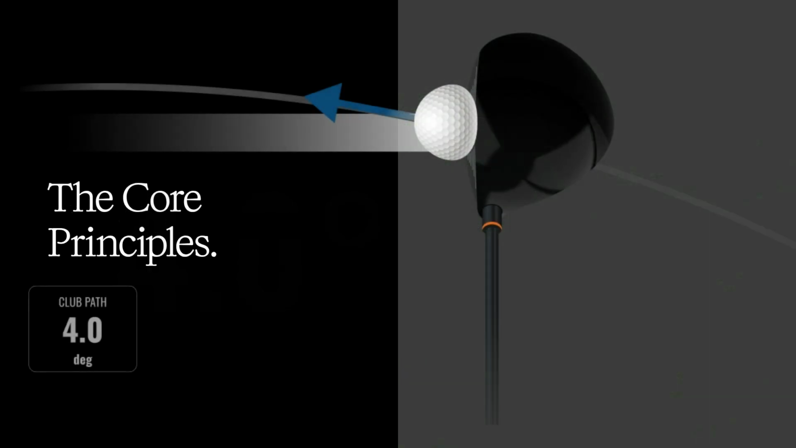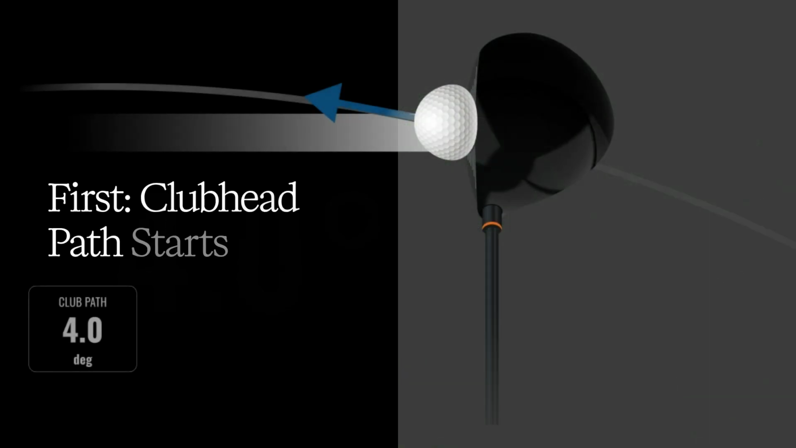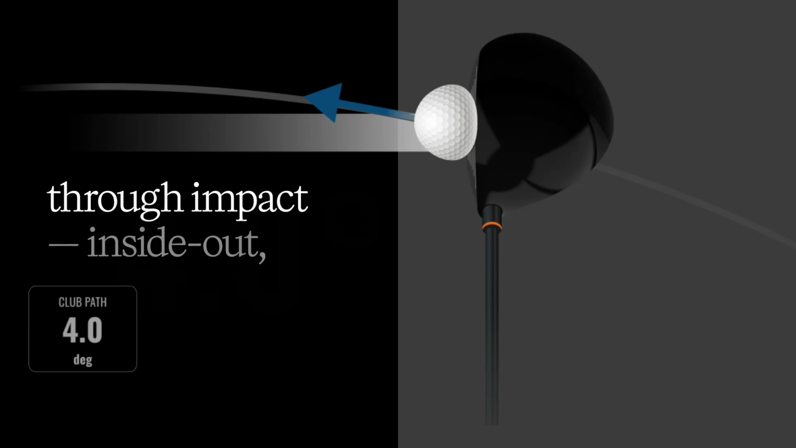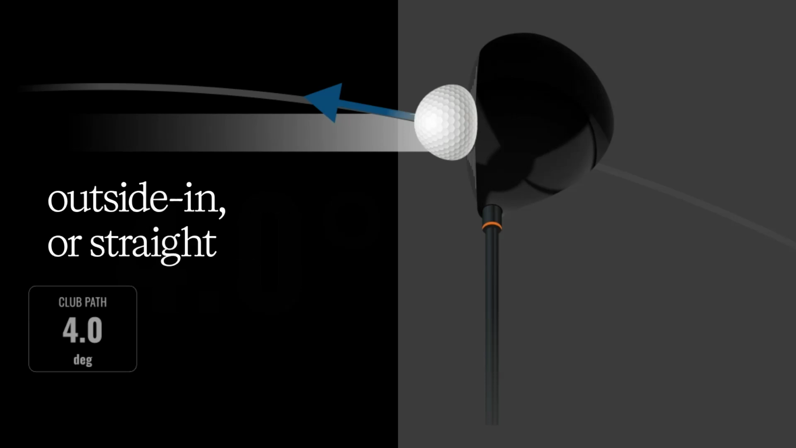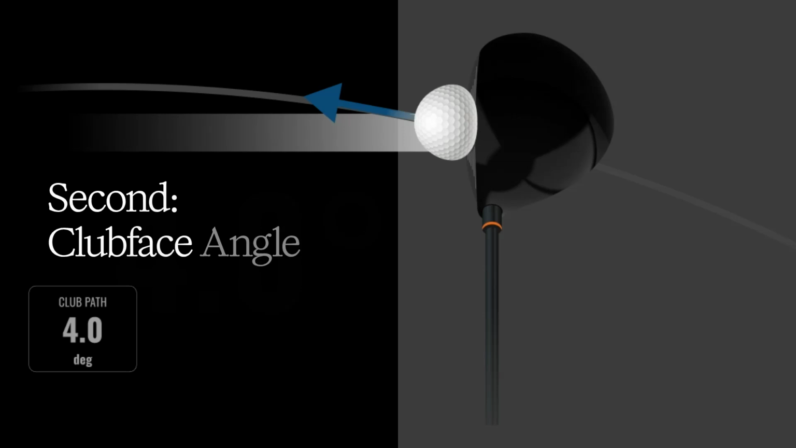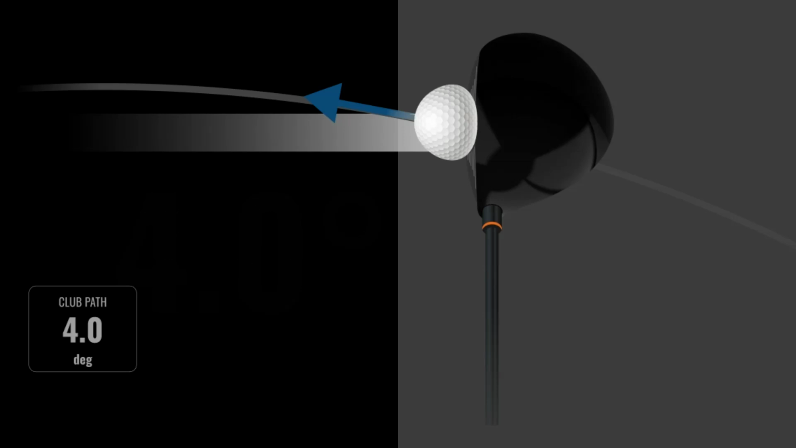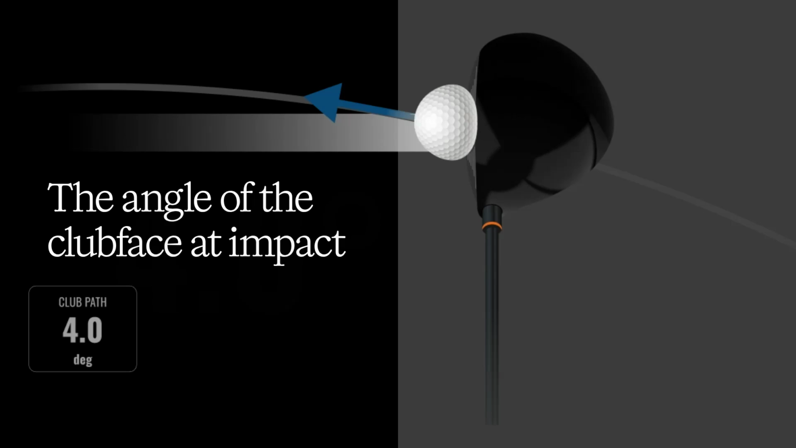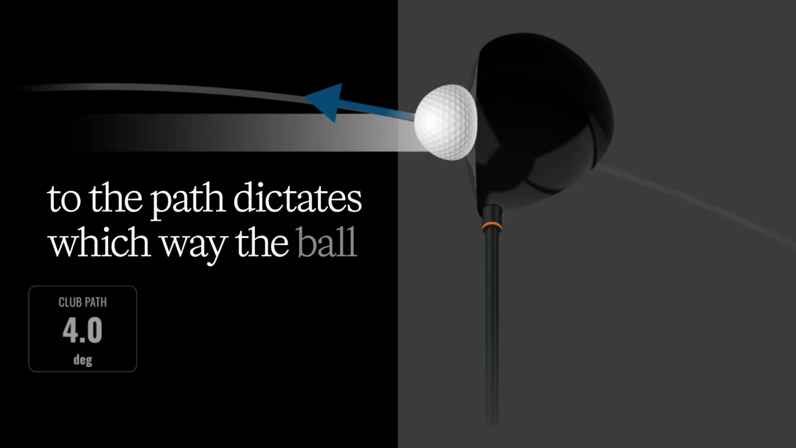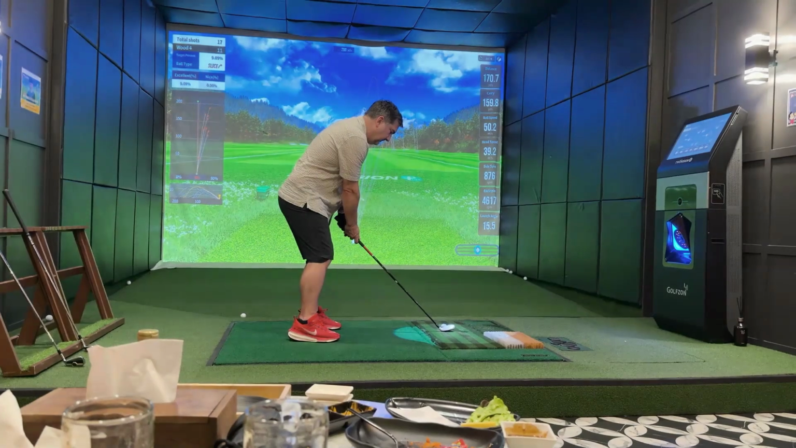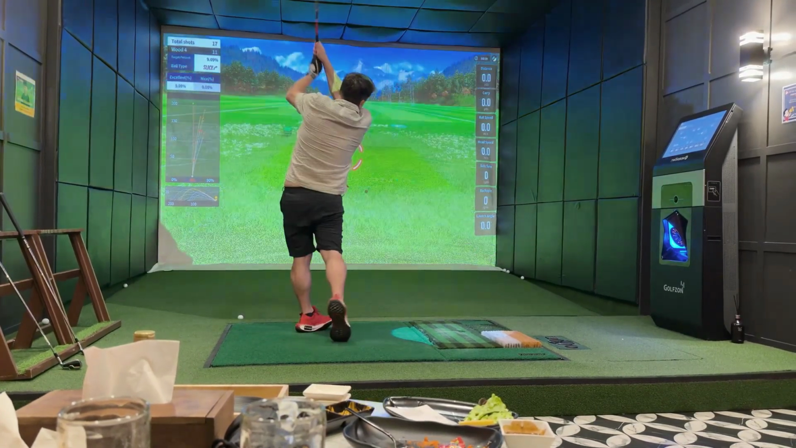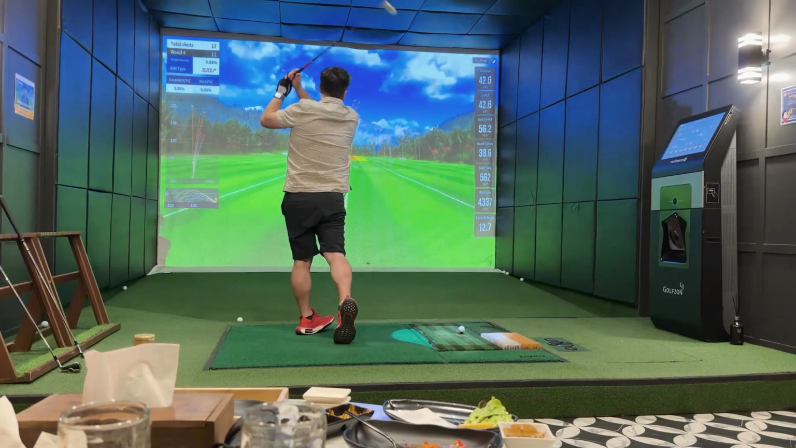The core principles. First, club head path starts the ball. The path your club takes through impact, inside out, outside in, or straight, generally determines the initial starting direction of the ball. Second, club face angle curves the ball. The angle of the club face at impact, open, closed, or square, relative to the path, dictates which way the ball curves in the air. The 9 ball flights. Based on combinations of path and face, there are exactly 9 possible ball flight trajectories.